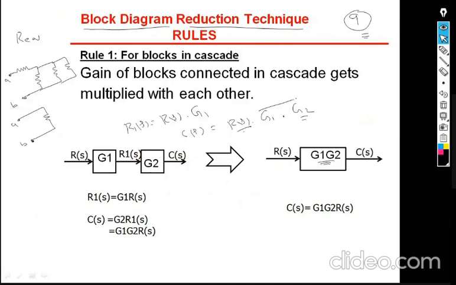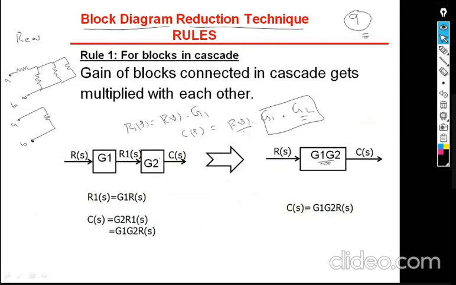The same thing I can represent in the form of a block as G1 G2 into R of S is equal to C of S, what we have discussed. So simply I can say that the value of output is equal to input into block value. So this block and this expression both are the same.